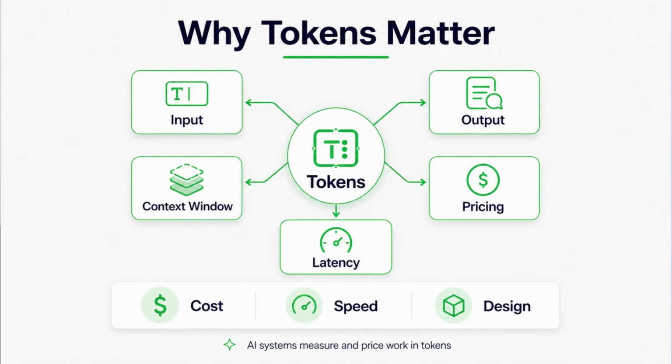You may ask, why does this matter? It matters because AI models do not calculate cost based on pages. They work with tokens. Input is measured in tokens, output is also measured in tokens, and the context window is measured in tokens too. Pricing is usually based on tokens, and similarly, latency is also affected by tokens. So if you're building an AI solution, tokens directly impact cost, speed, and design.